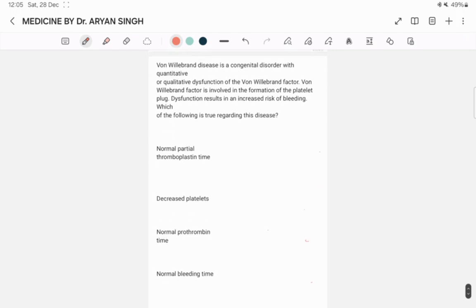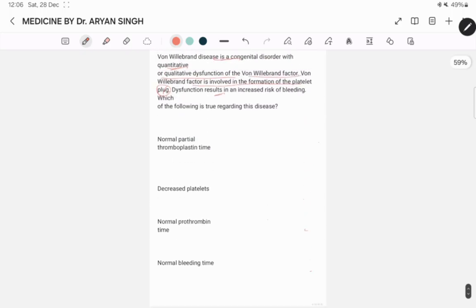Next question: von Willebrand disease is a congenital disorder with a quantitative or qualitative dysfunction of the von Willebrand factor. Von Willebrand factor is involved in the formation of the platelet plug. Dysfunction results in an increased risk of bleeding. Which of the following is true regarding this disease? Normal partial thromboplastin time, decreased platelet count, normal prothrombin time, or normal bleeding time. The normal prothrombin time is the best answer because von Willebrand factor is involved in platelet adhesion.